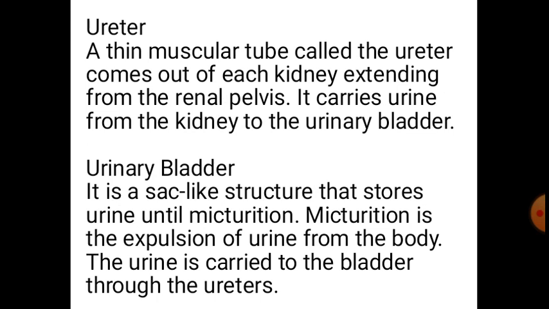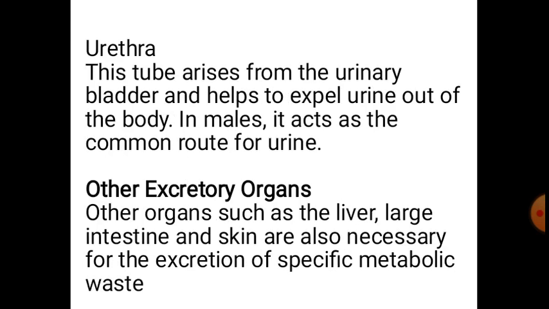Before the removal of urine from the body, the bladder stores the urine. The urine is carried to the bladder through the ureters, which we have talked about. Now the urethra. The urethra is a tube that arises from the bladder and helps to expel urine out of the body. It helps to remove urine out of the body. And in male, it acts as the common route for urine. So it removes urine from the body.